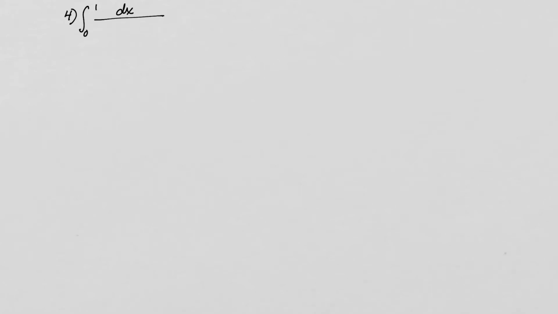dx over (x plus 1) times (x squared plus 1). Okay, so the first thing you have to do is the partial fraction part, right?